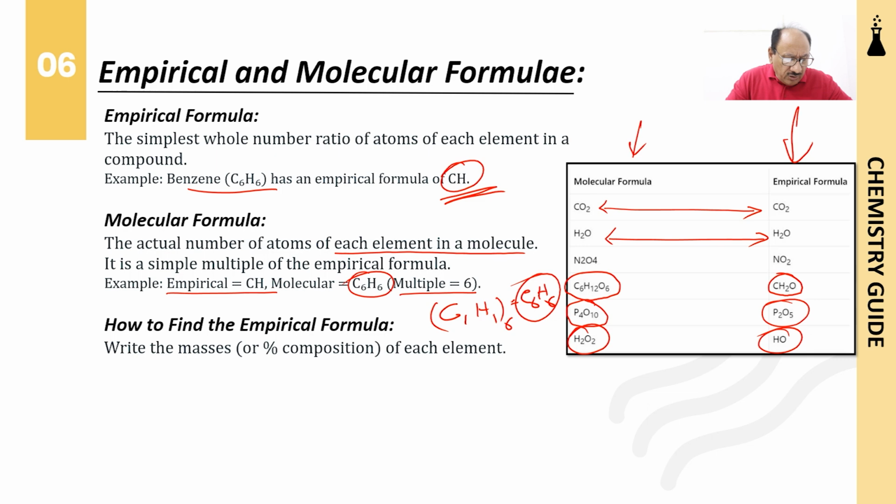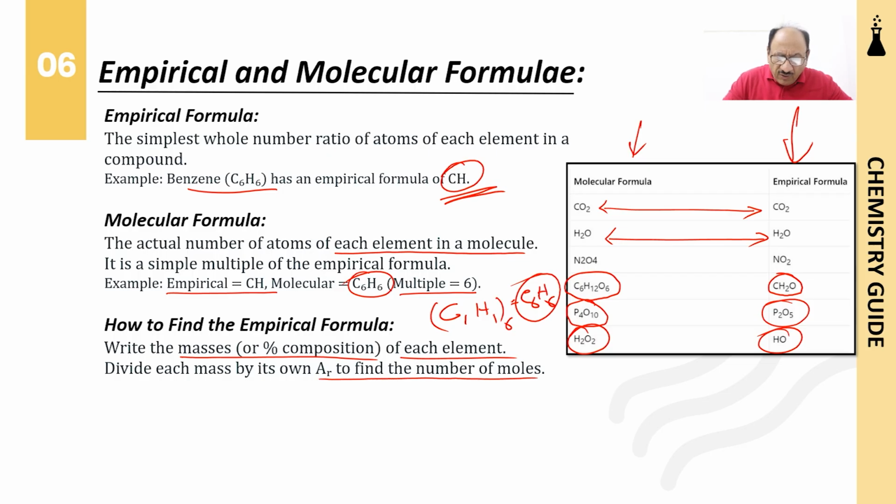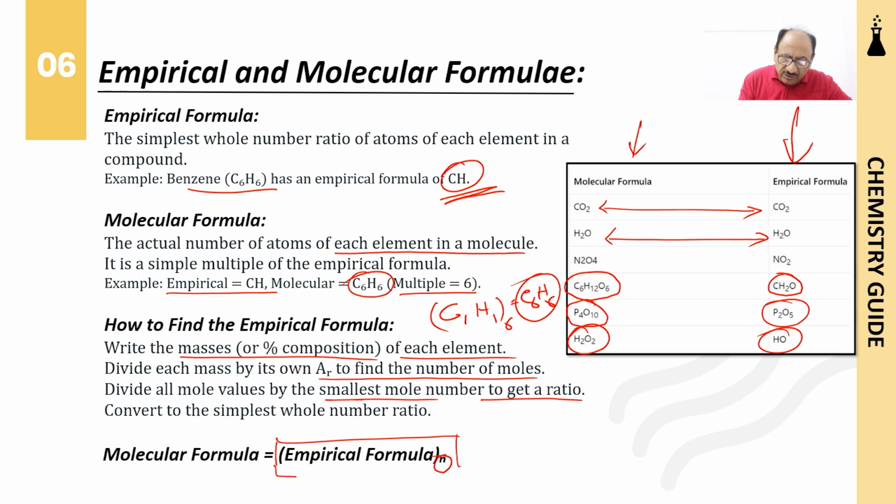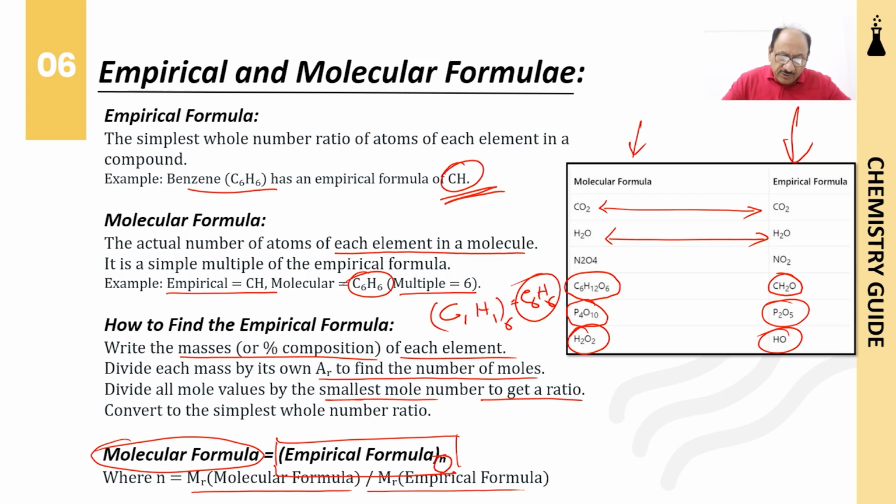How to find the empirical formula? Write the masses or the percentage composition of each element, and then divide each mass by its own relative atomic mass and find the number of moles. After finding the number of moles, divide all mole values by the smallest mole number to get the ratio, and convert to the simplest whole number ratio. Then the empirical formula will be multiplied by this n, and we will get the molecular formula. This is how we are doing it, where n is equal to molecular formula divided by empirical formula.